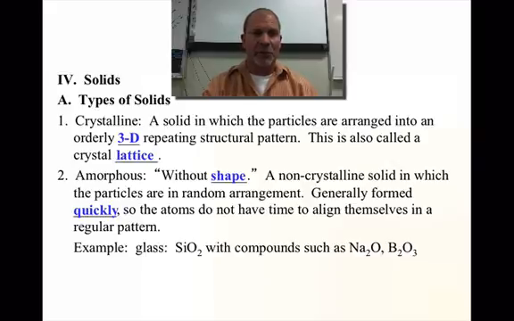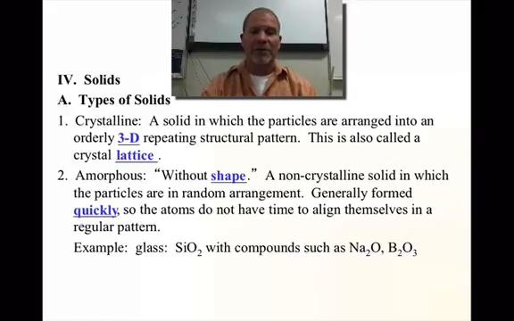Our glass used in a window is not crystalline, or you'd see this crazy rainbow reflection of light coming through your window, and you wouldn't be able to see out clearly through that. Your amorphous is without shape. This is a non-crystalline solid in which the particles are in random arrangement.